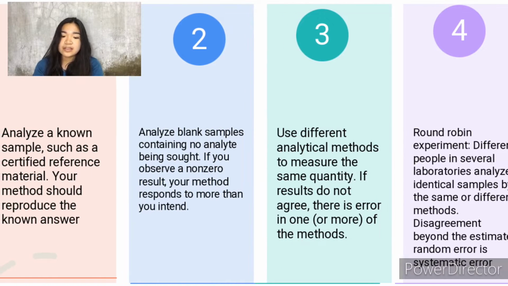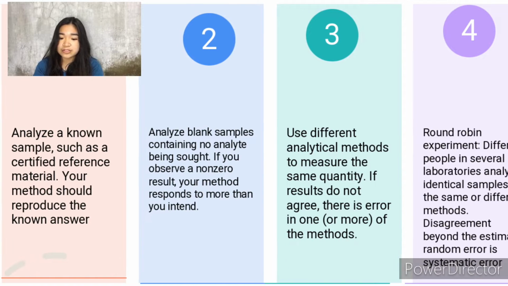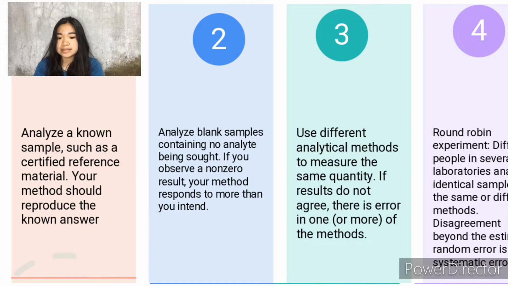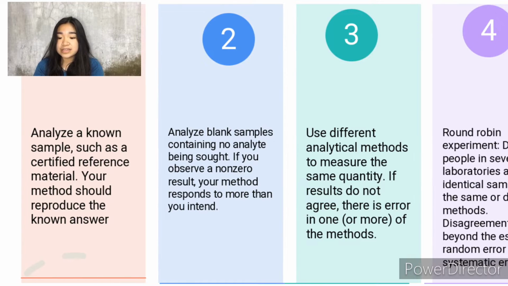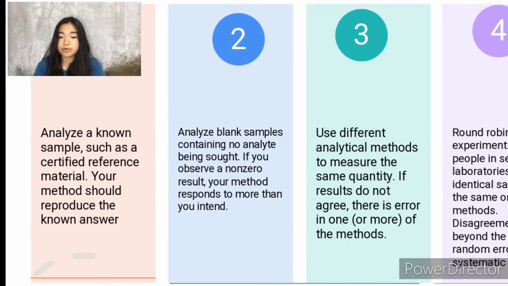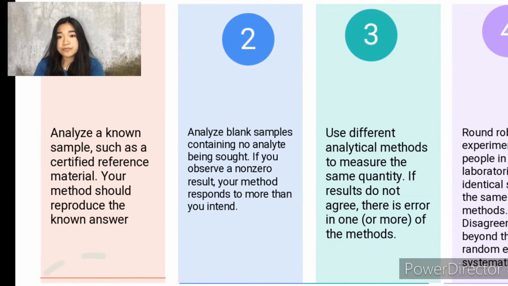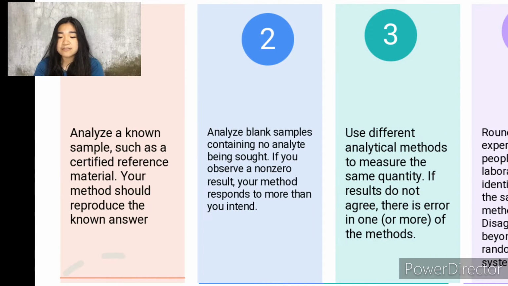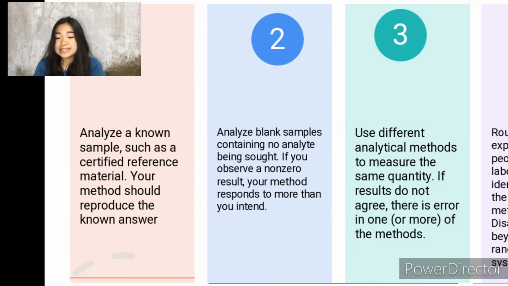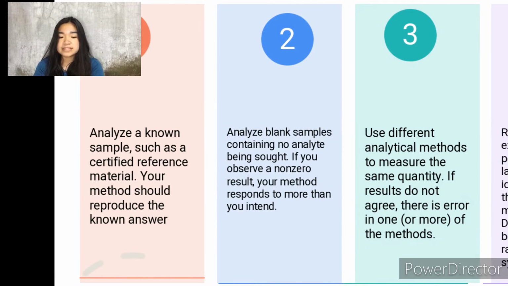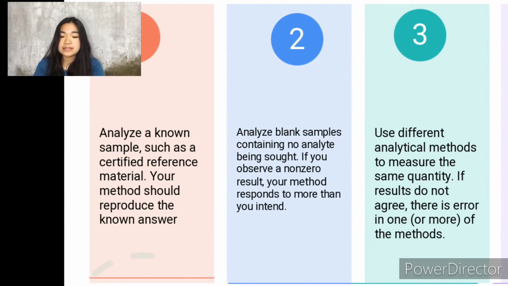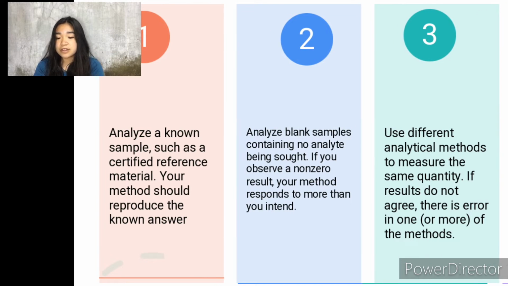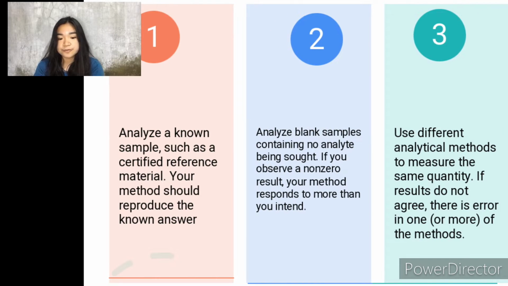Number 3, use different analytical methods to measure the same quantity. If results do not agree, there is error in one or more of the methods. Number 4, round-robin experiment. Different people in several laboratories analyze identical samples by the same or different methods. Disagreement beyond the estimated random error is systematic error.